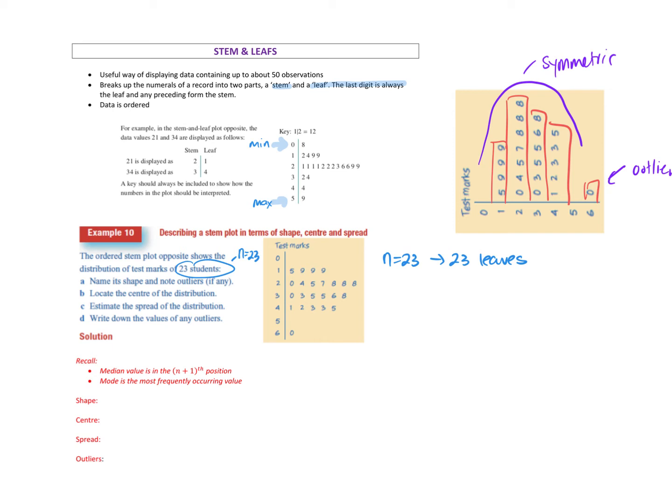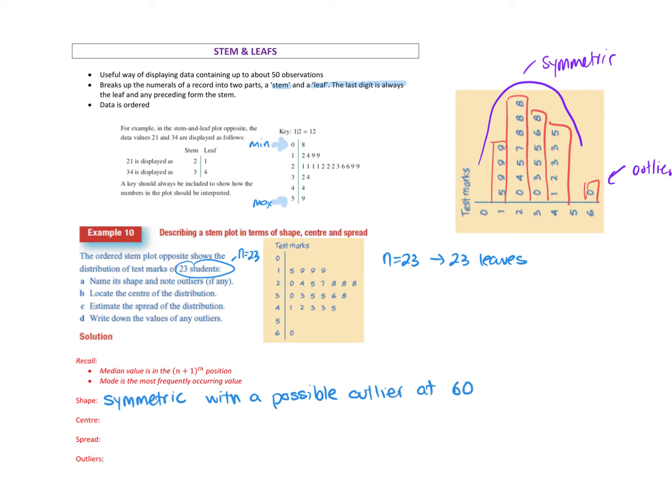So we just did that. We flicked it around and we could see the shape. So this shape we're going to say is symmetric, and with a possible outlier, because we haven't tested if it's an outlier. So we'll just say a possible outlier at 60.